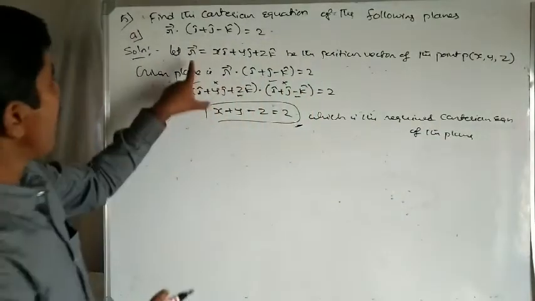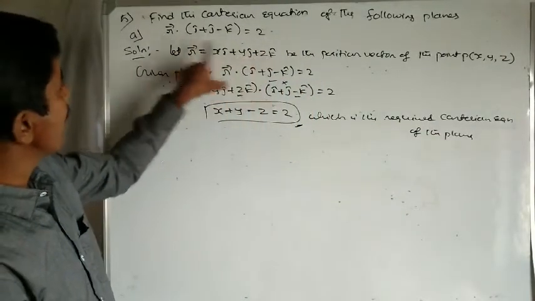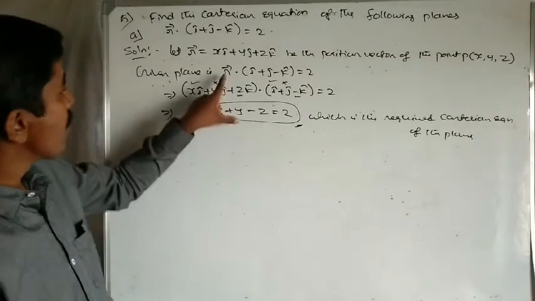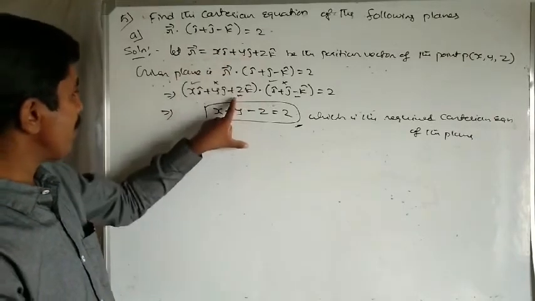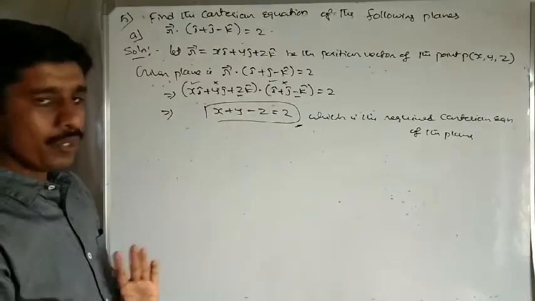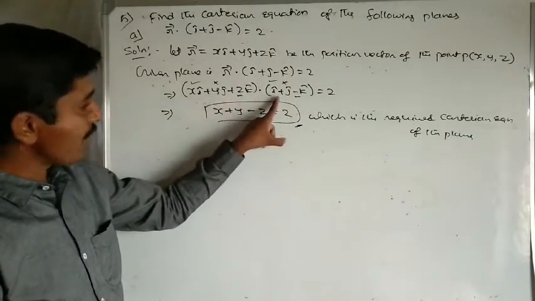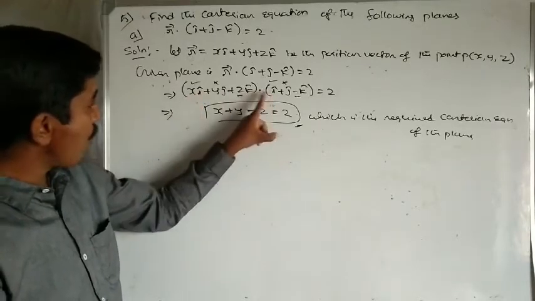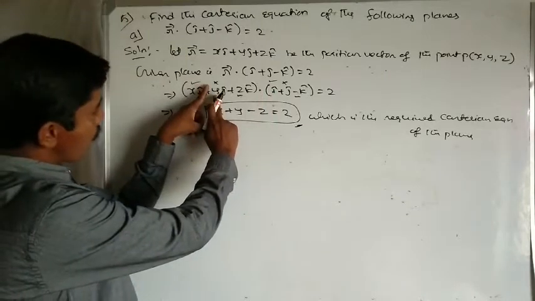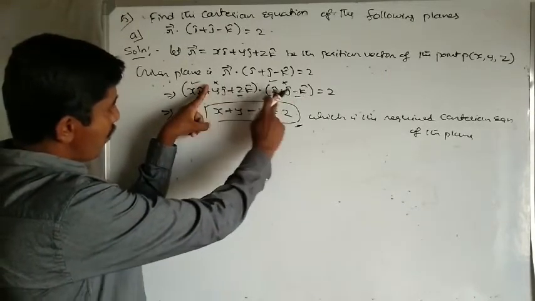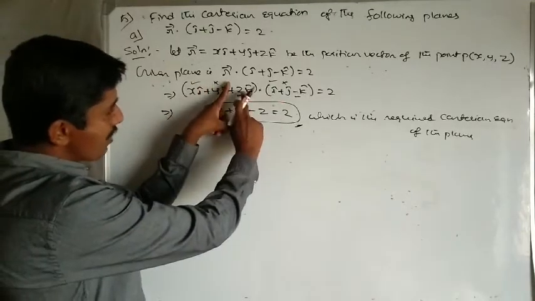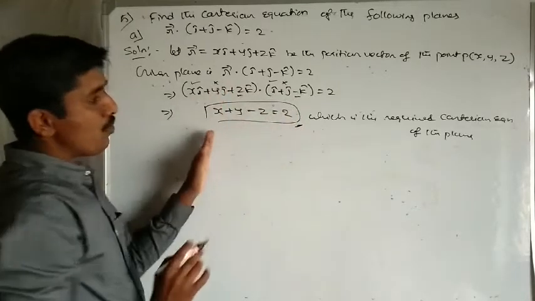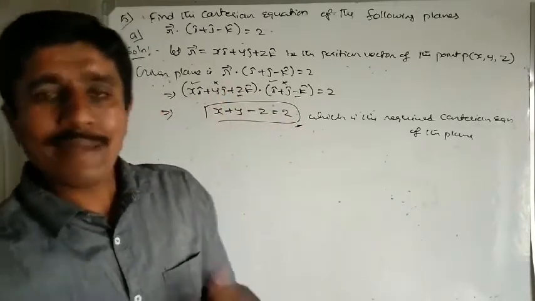Got it? Just take vector r equal to xi plus yj plus zk. The given plane is vector r dot (i plus j minus k) is equal to 2. The dot product of the first vector and second vector is obtained by multiplying the i coefficients: 1 and x, x into 1 gives x. Multiplying the j coefficients: y and 1 gives plus y. Next the k coefficients: z and minus 1 gives minus z is equal to 2, which is the Cartesian equation of the plane.